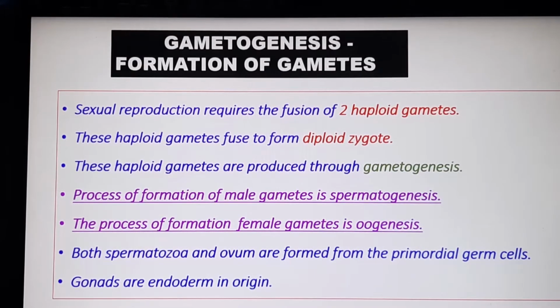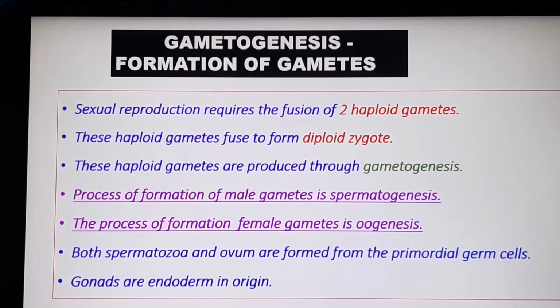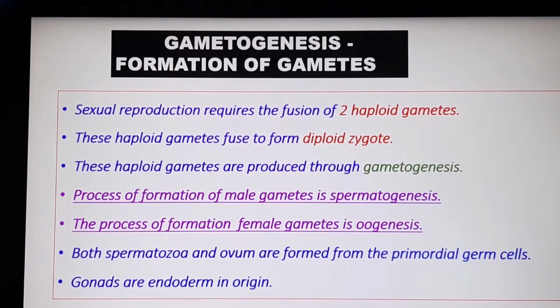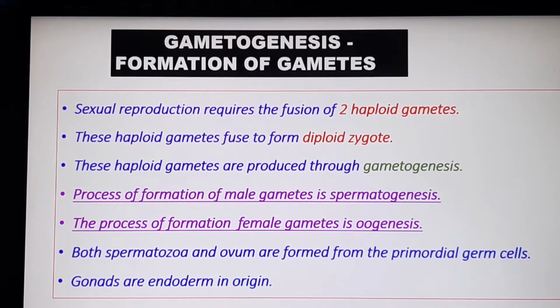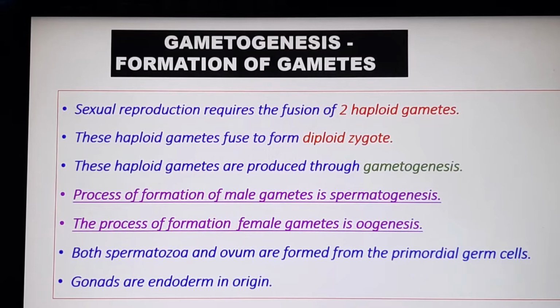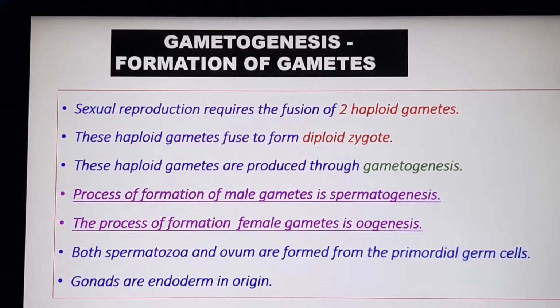Of course, we know that sexual reproduction requires two gametes and their fusion. Here, the male and female gametes fuse together during fertilization. For that, the gametes should be formed first. So that process is gametogenesis.